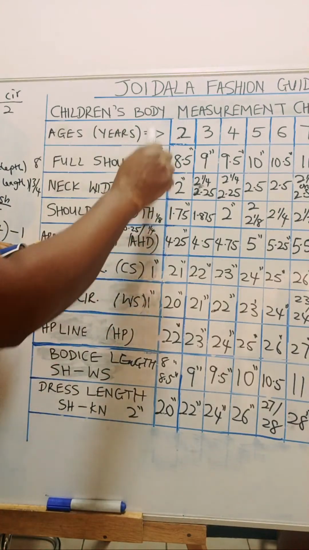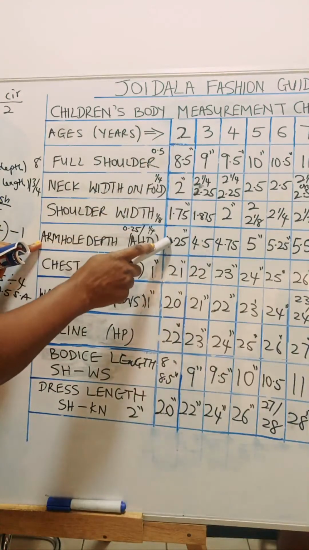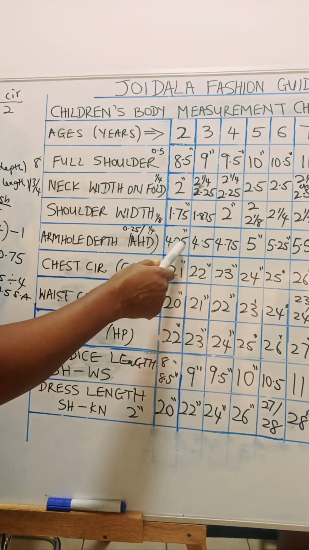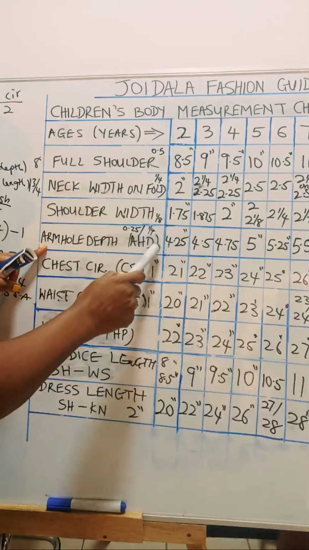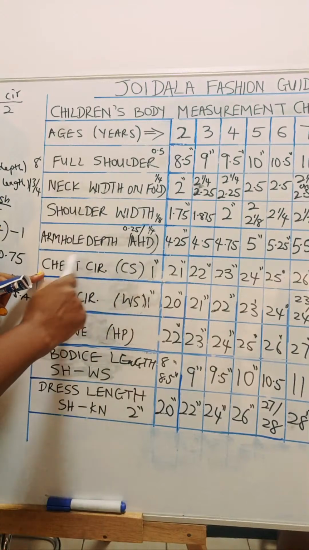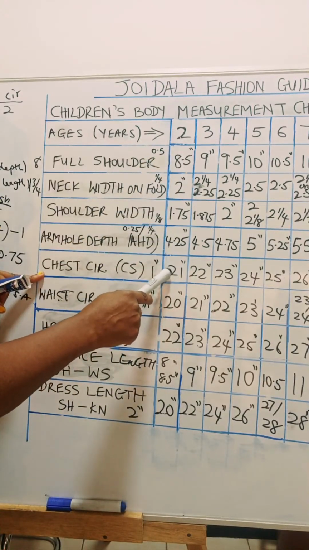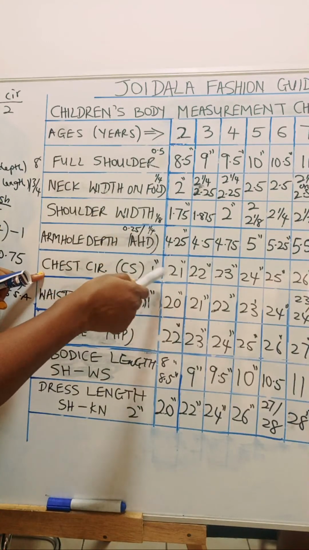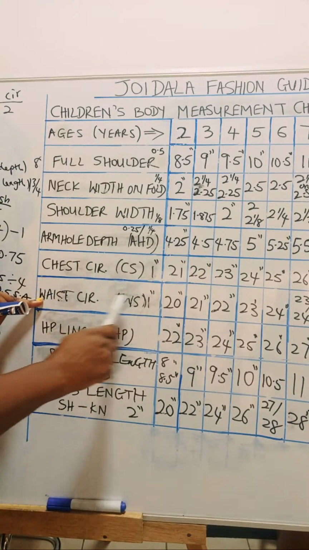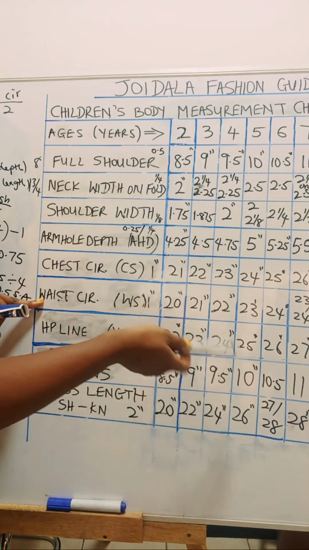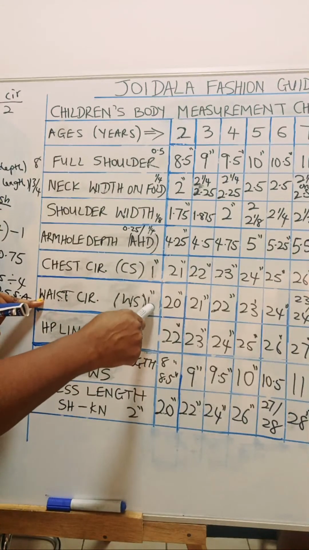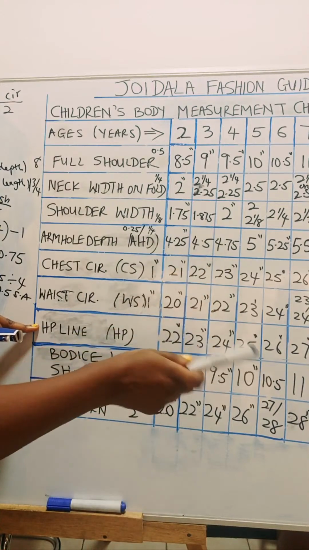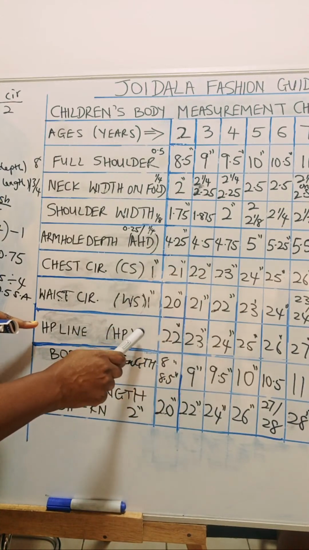The armhole depth of a 2 years old is 4.25, and we already explained that there's an increase of a quarter. So just subtract a quarter. That means the armhole depth of a 1-year-old will be 4 inches. And then the chest circumference, if a 2-year-old is 21, subtract 1, that will give you the chest circumference of a 1-year-old. So a 1-year-old will be 20. If the waist circumference of a 2-year-old is 20, subtract 1 inch, that means a 1-year-old will be 19. The same thing for the hip line. If the hip of a 2-year-old is 22, subtract 1, and that will give you 21 for a 1-year-old.